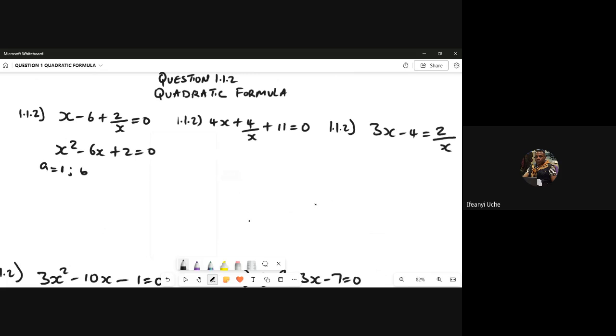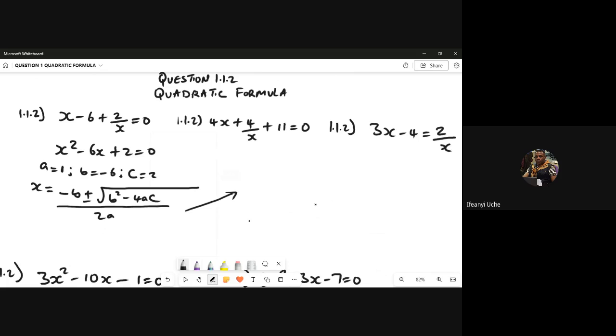Then the b will be negative 6. Then the c will be 2. Then you write the formula, which is x equals negative b plus minus the square root of b squared minus 4ac over 2a. Then we can substitute.